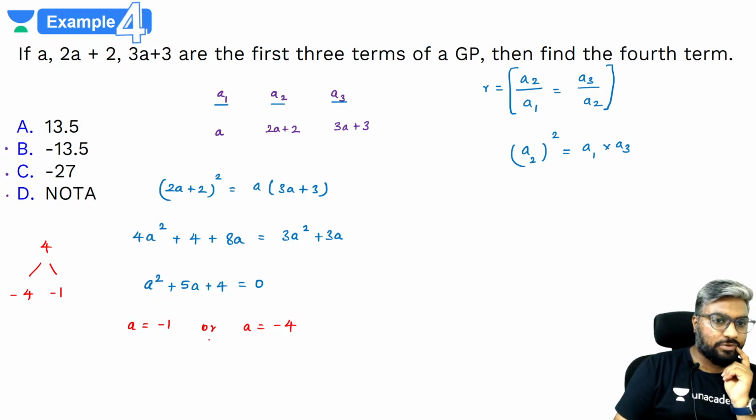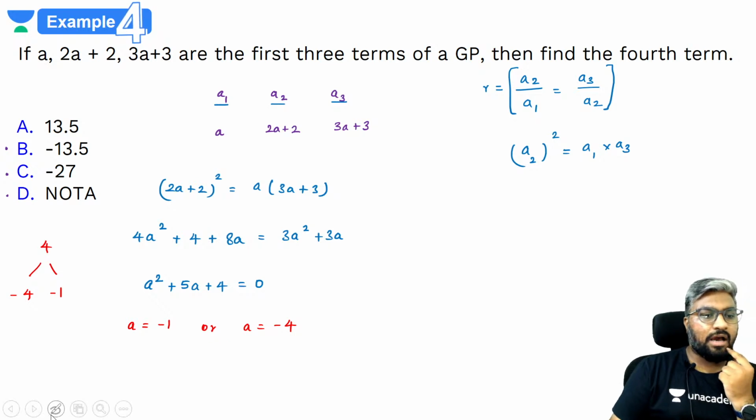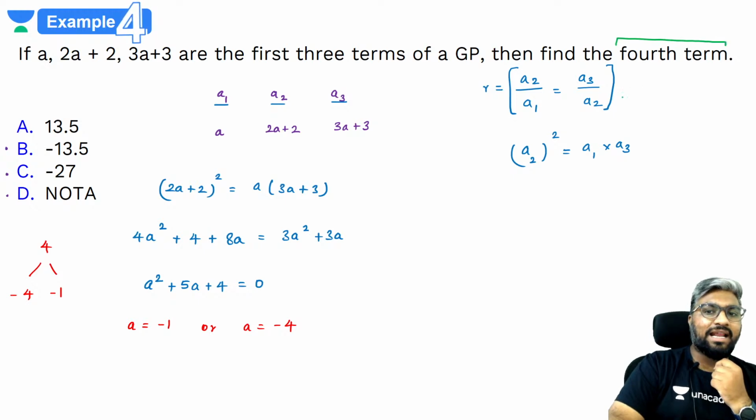हाँ या ना, जल्दी से बोलो. यहां तक क्लियर है? Yeah. Now we need to find out the fourth term. Fourth term ढूंढने के लिए हमें क्या चाहिए? R का वैल्यू चाहिए ना. We need R का वैल्यू to find out the fourth term. Yes. So if A, let's take minus 1. Let's start with minus 1.